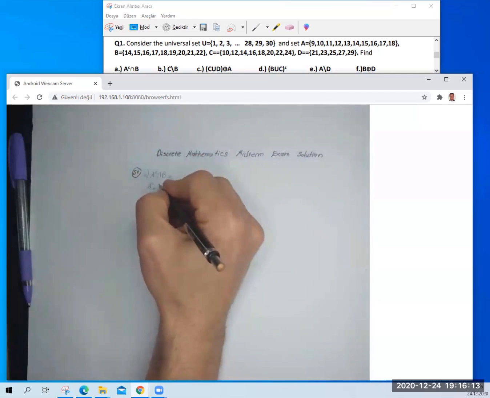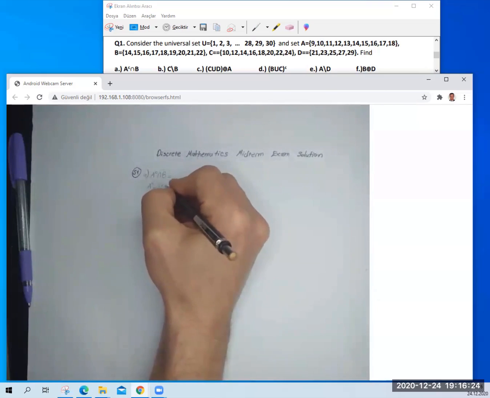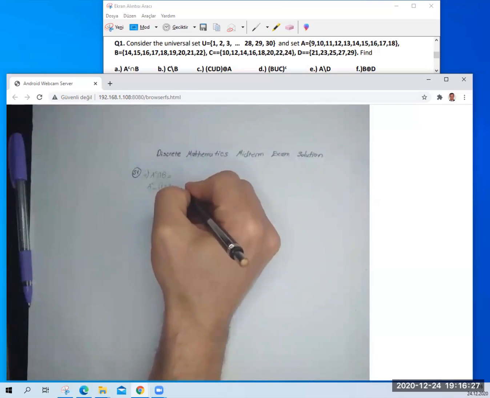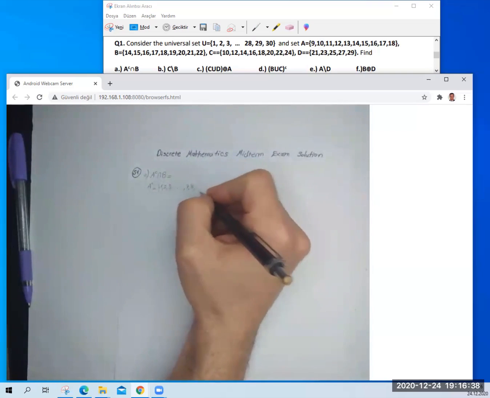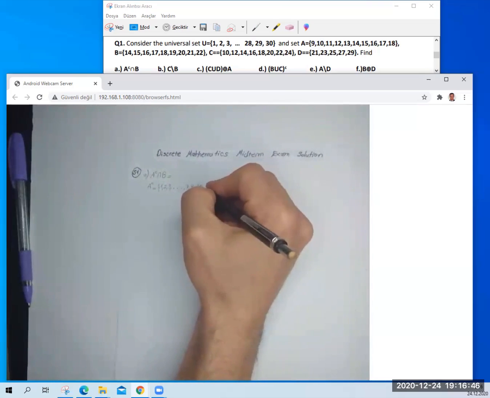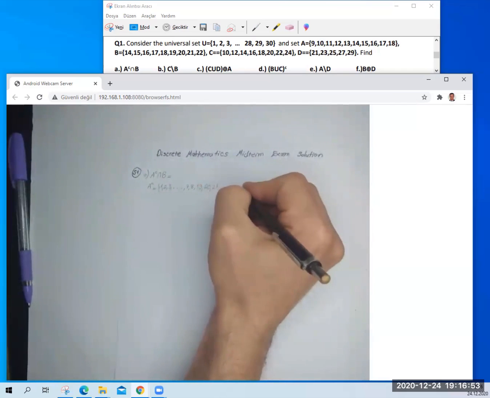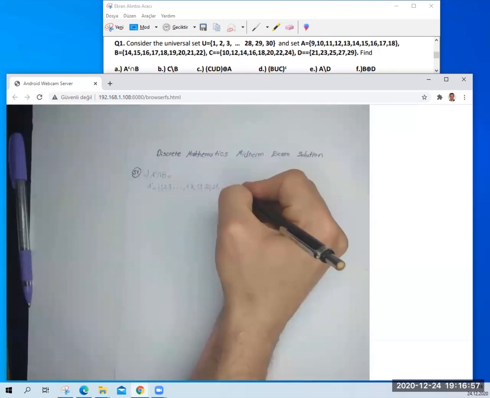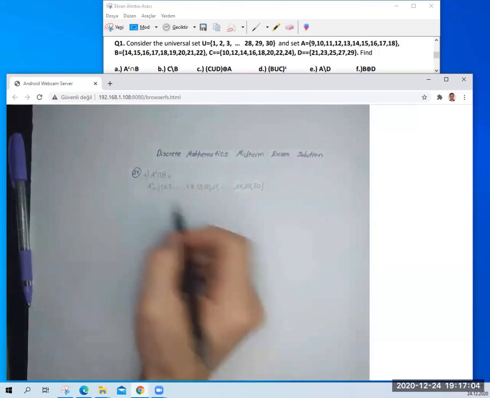So the complement of A will be written according to the universal set. So we will write here 1, 2, 3, and 7, 8, and then 9 belongs to set A, and 10 to 18, and I will write here 19, 20, 21, and 28, 29, and 30 as the complement of set A.